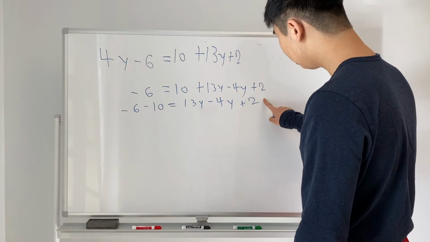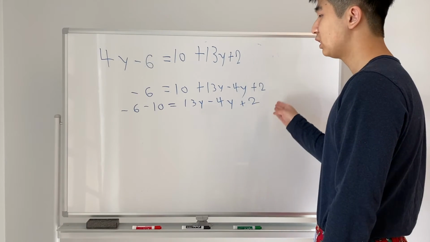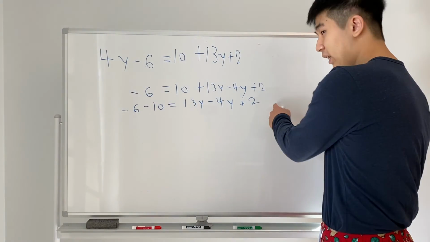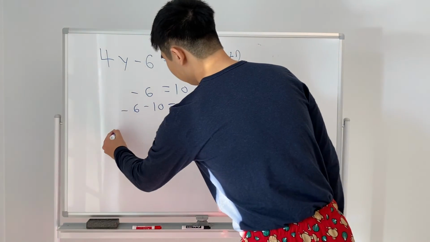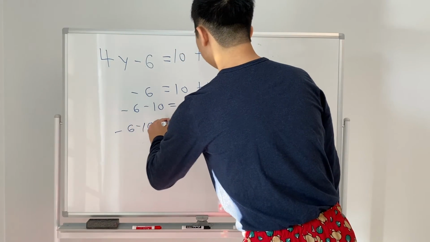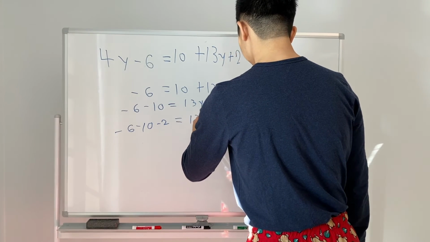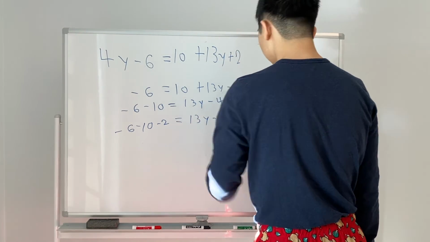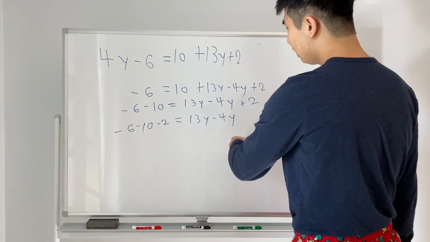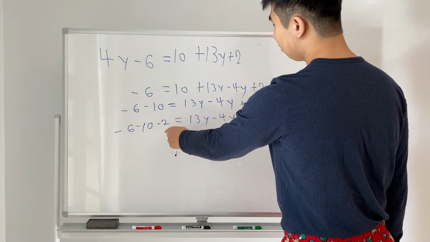I want to get rid of this 2 because the goal is to isolate for the y. So I want to subtract 2 on this side. But since I'm subtracting 2 on this side, I have to do the same thing to the left side. So again, I'm not writing it out here, but I have to write it out here. Okay? And that's equal to 13y minus 4y. So now what we can do is we can just perform these steps and then solve for the y. So negative 6 minus 10, negative 16, minus 2, negative 18.